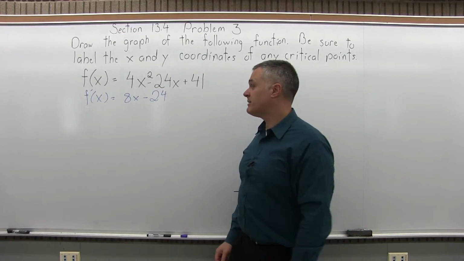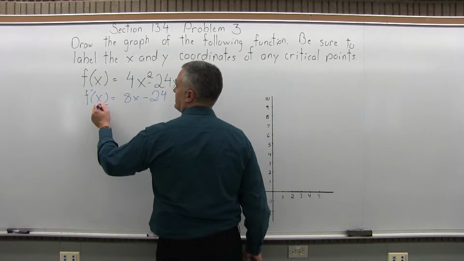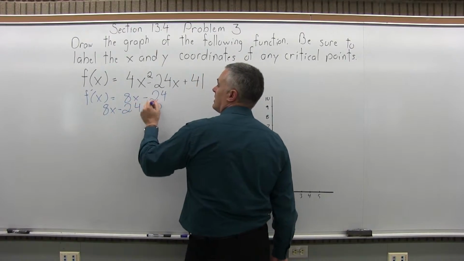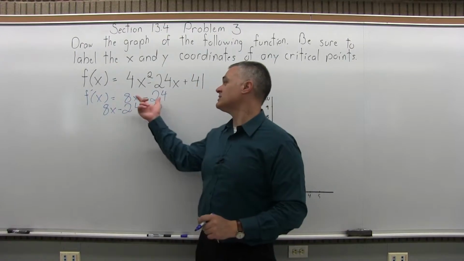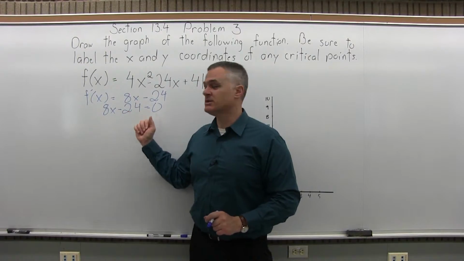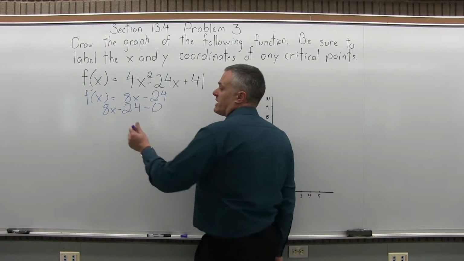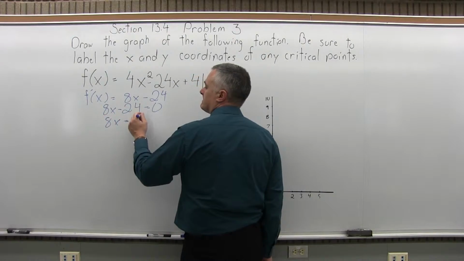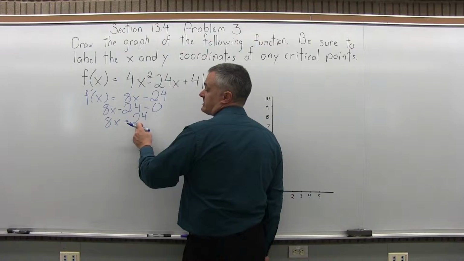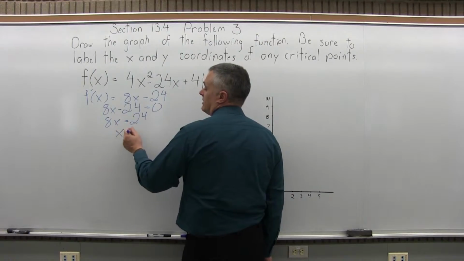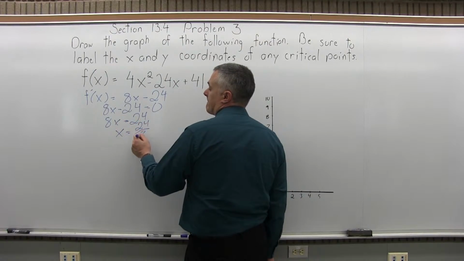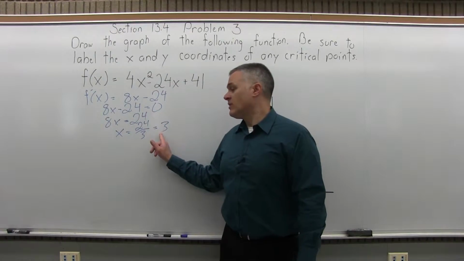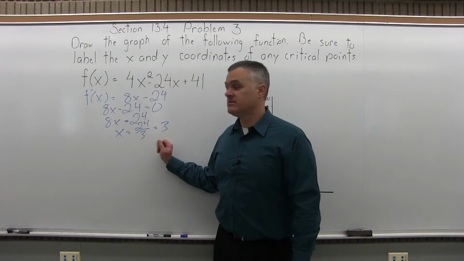That's step 1. Step 2, set the first derivative equal to 0. So 8x minus 24 equals 0. So again, the first derivative tells us our slope. We want to know where the slope is going to be equal to 0. Step 3 is solve for x. So the 24 will go to the other side. Divide out the 8 in front of the x. So 24 over 8 will reduce to 3. So I know that I have a slope of 0 when I have an x-coordinate of positive 3.